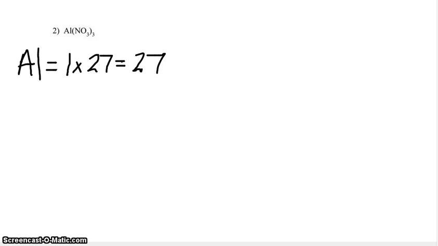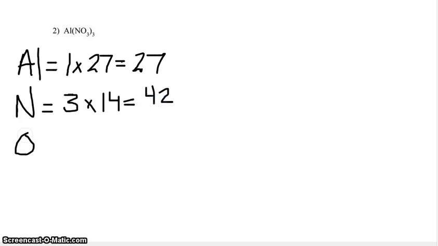The next element we come to is nitrogen. And if I distribute my 3 through the parentheses, there's no subscript next to N, so that means I have 3 of them. And if I look up on my periodic table, the mass of nitrogen is 14. So 3 times 14, we have 42 grams coming from nitrogen.